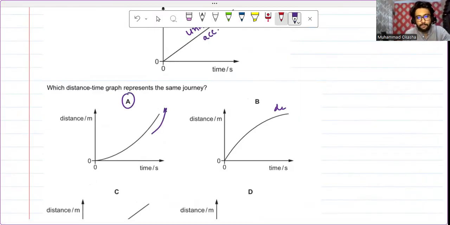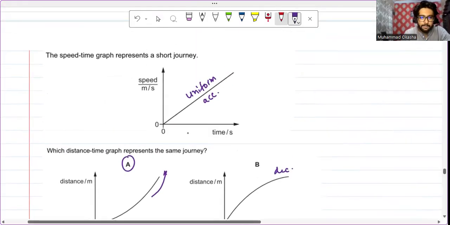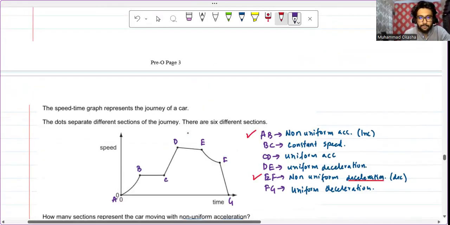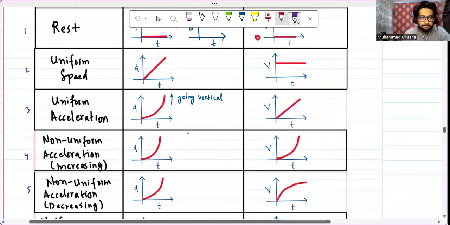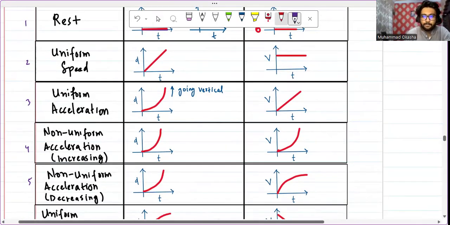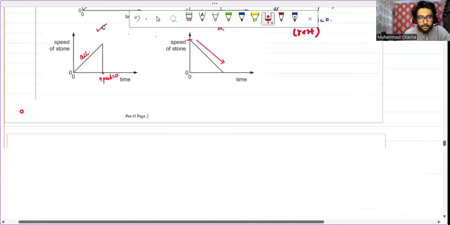This is deceleration on a distance time graph. This is constant speed on a distance time graph, and this is rest on a distance time graph. This one, number A, is the acceleration. If you want, I can show you over here. Uniform acceleration on a speed time graph looks like this, but on a distance time graph, it looks like this, going vertical. So this is what we are talking about.